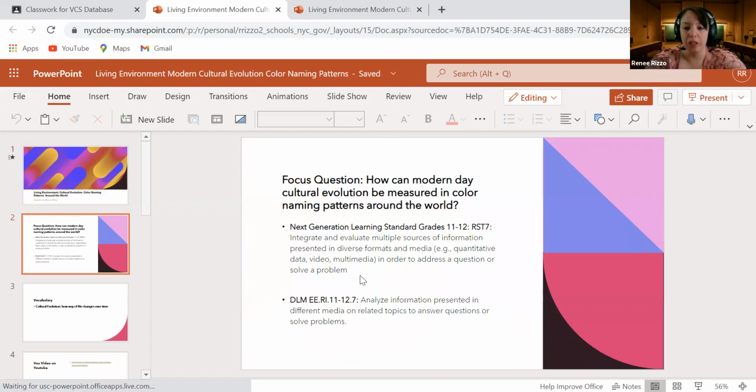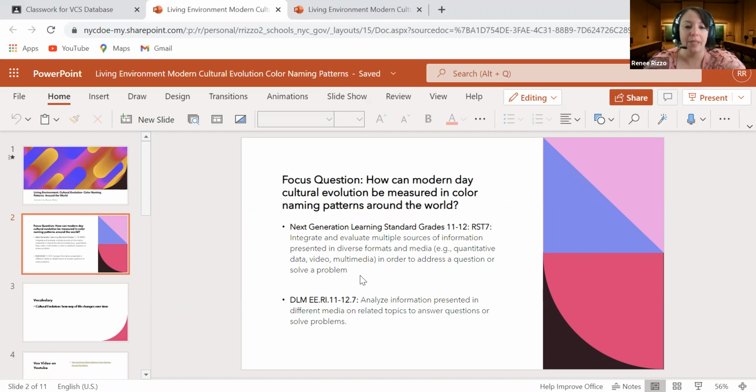The focus question, which I developed based on the content of this particular lesson, is how can modern day cultural evolution be measured in color naming patterns around the world? The Next Generation Learning Standard addressed for grades 11 through 12, RST 7: Integrate and evaluate multiple sources of information presented in diverse media formats and media, e.g., quantitative data, video, multimedia, in order to address a question or solve a problem.